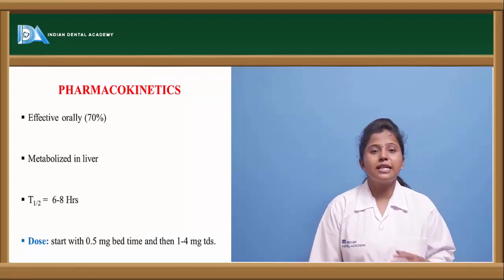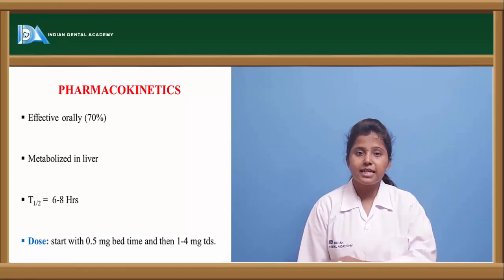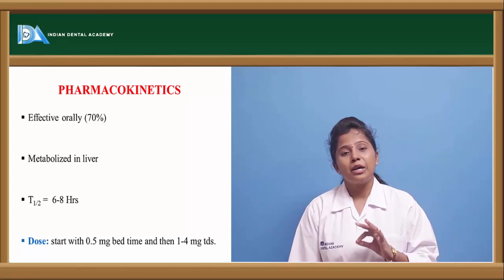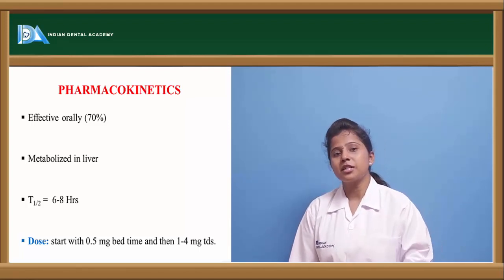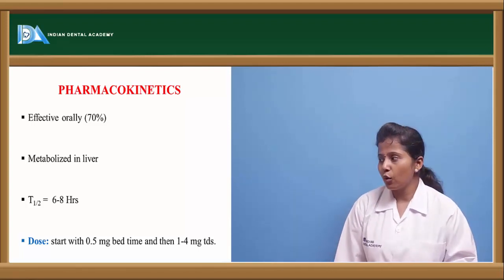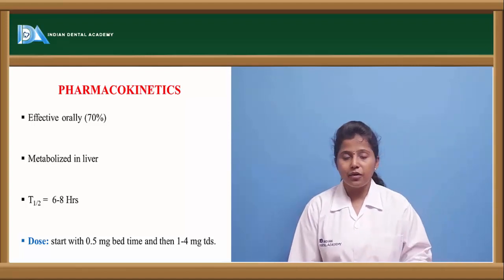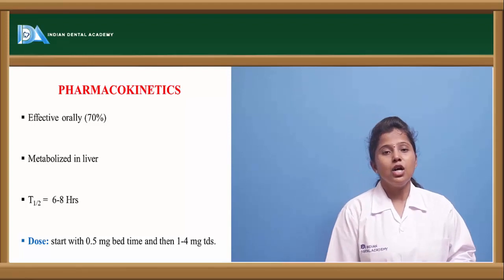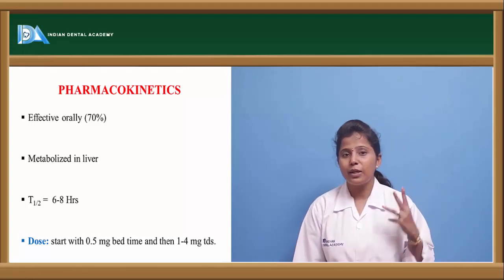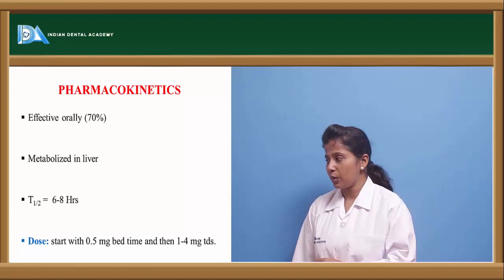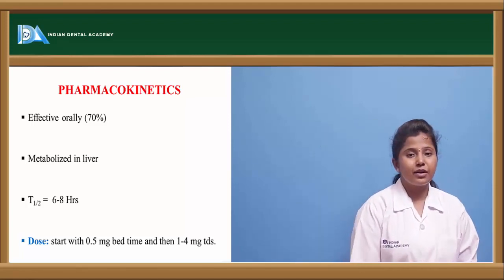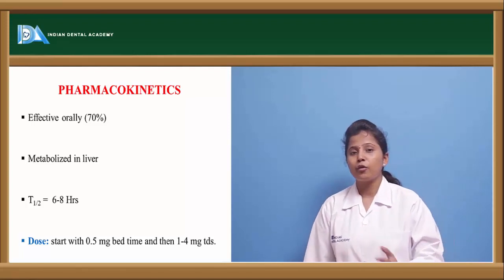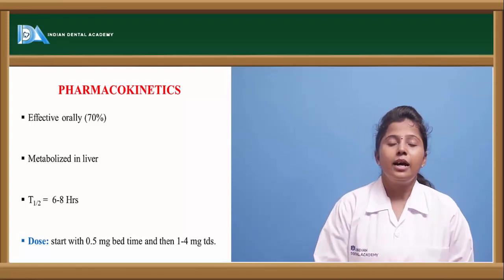So this prazosin is effective orally, in the sense it does not undergo first pass metabolism, and 70% of the drug is available in the systemic circulation when given through the oral route. It is metabolized in the liver, and it has a T-half of 6 to 8 hours. So after 6 to 8 hours, half of the drug will remain in the systemic circulation and half of the drug will be eliminated. The dose given is about 0.5 mg during bedtime, before going to bed.